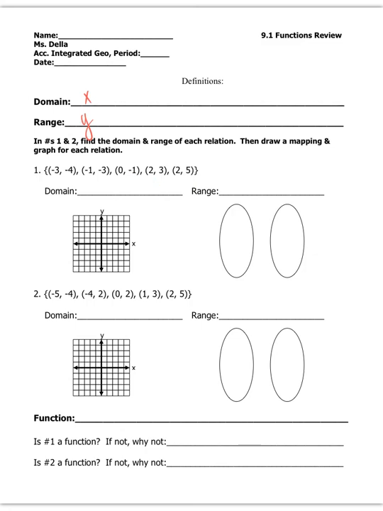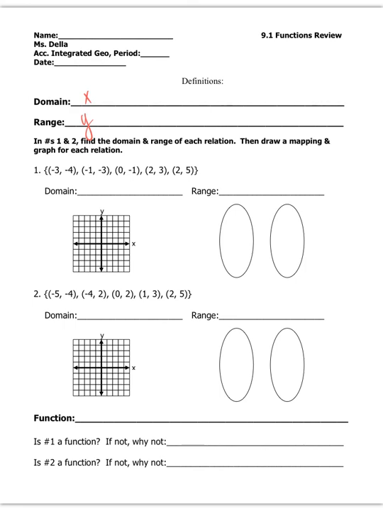Then I need you to take those guys and put them into your ovals. Here's all your domain. Again, it should just be the same as this list. Here's all your range, the same as this list. Finally, I would like you to draw arrows mapping, just like we did in the notes, and draw a graph of these. Here's your x comma y point.